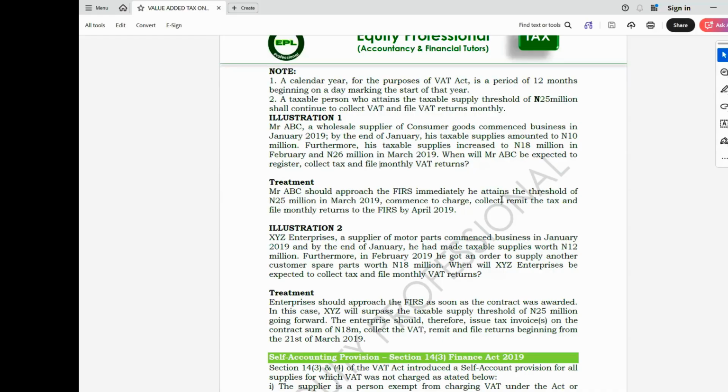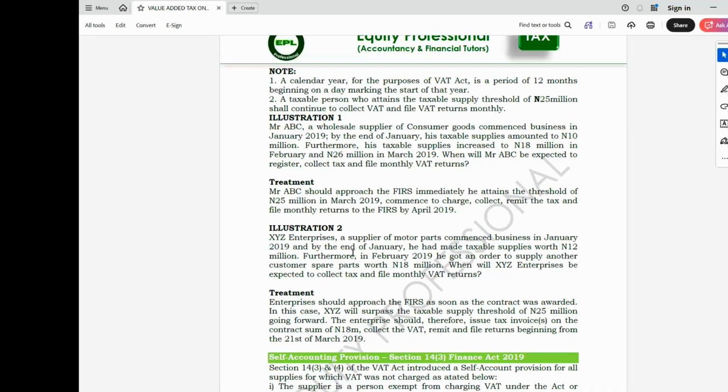So the treatment is that Mr. ABC should approach FRA immediately to attain threshold of 25, which is in March, commence to charge, collect, and remit tax and file monthly return to FRA by April 2019. We'll start payment to FRA from when it crosses the threshold, which is from where?